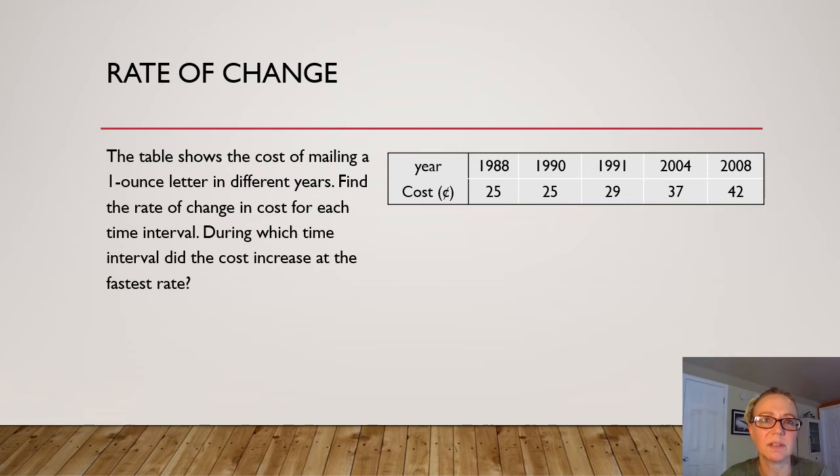In this problem, we have a table which shows the cost of mailing a 1-ounce letter in different years. Find the rate of change in cost for each time interval. During which time interval did the cost increase at the fastest rate?